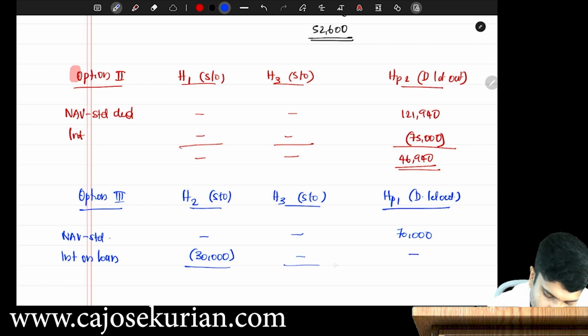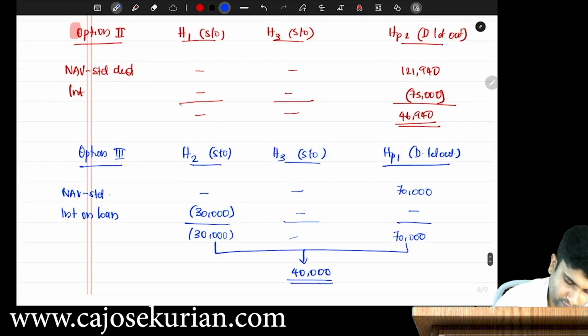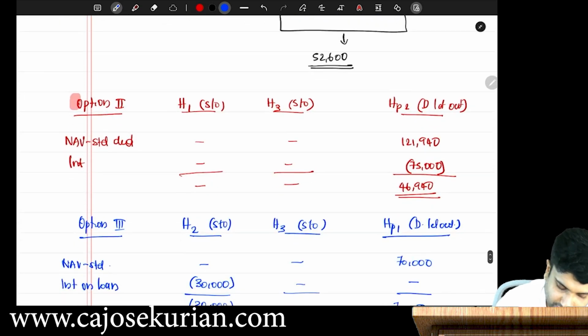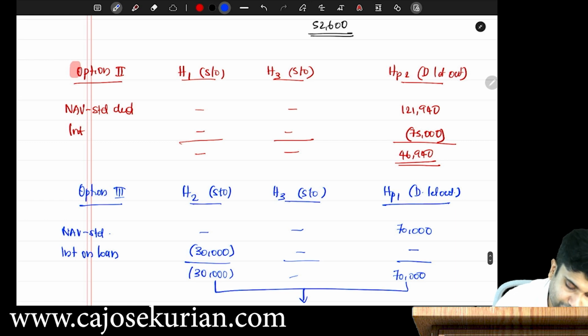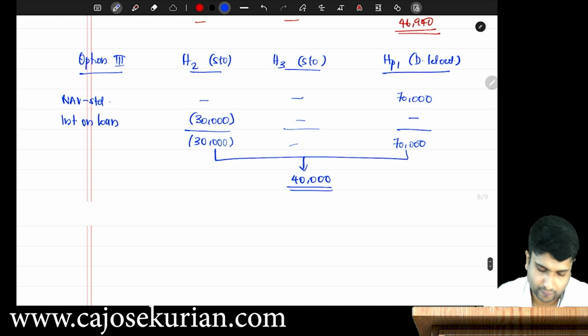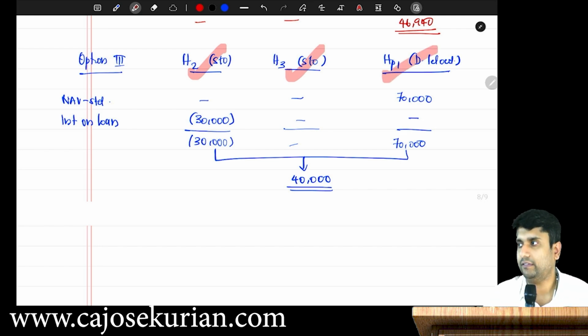Can you tell me how much will be the impact? First case loss 30,000. Second case nil. Third case income 70,000. Can you net it off and tell me how much will be the income? 40,000. Now you tell me which is the best option. In our computation, option 3 will be better, because option 1 is 52,600, option 2 is 46,940, option 3 is 40,000. Yes, the third option is better. So the conclusion will be house property 2 and house property 3 self-occupied and house property 1 deemed let out. That should be the final answer.